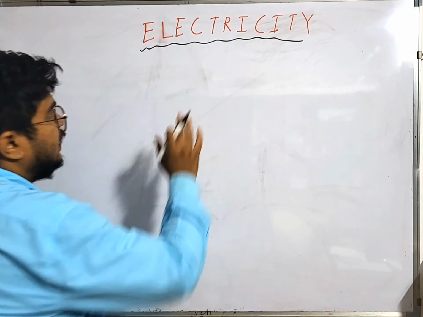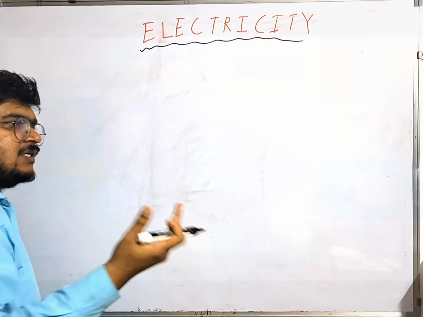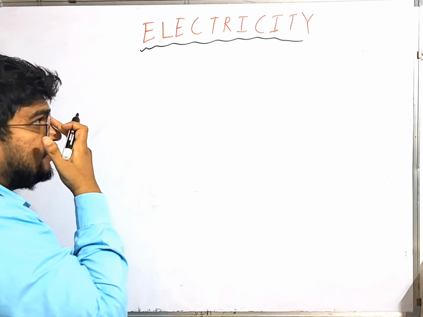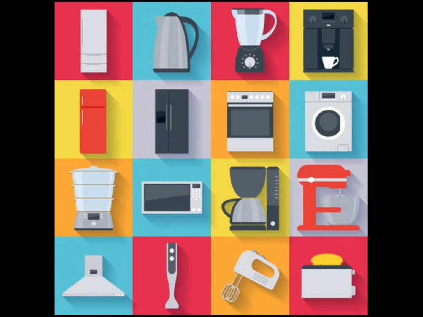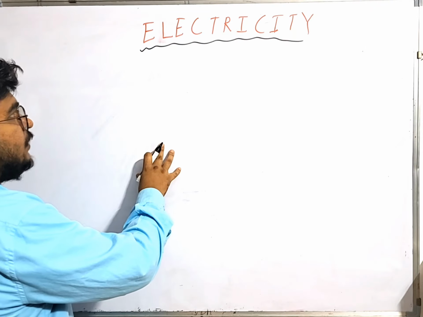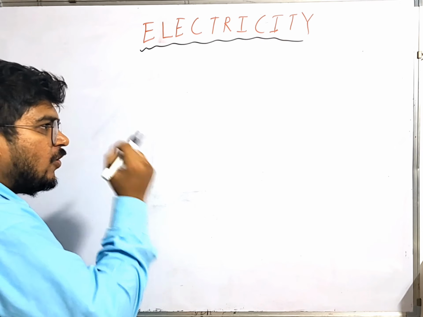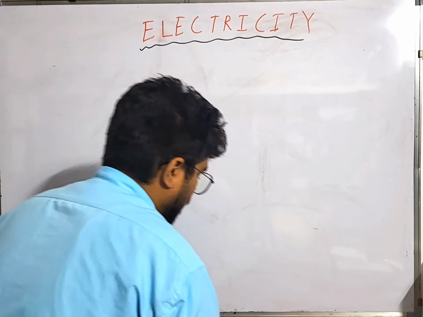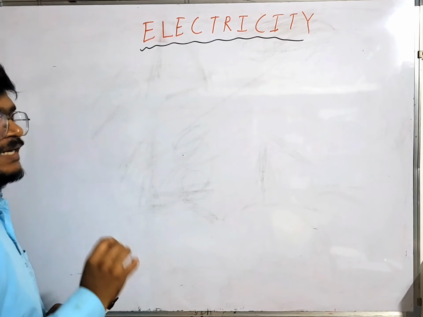The chapter's name is electricity. Now, as you know, many devices in our day-to-day life operate with the help of electricity. Just like your mobile device on which you are watching this video, or it may be a tablet or laptop, etc. So we are going to study how this electricity operates, how this electricity flows. Firstly, we are going to talk about electric charge.